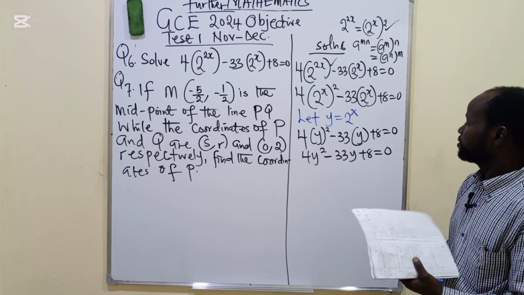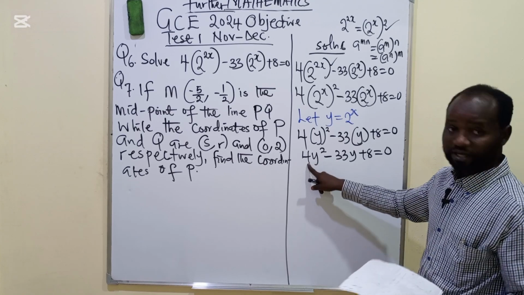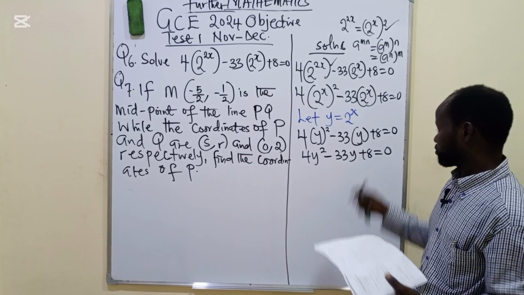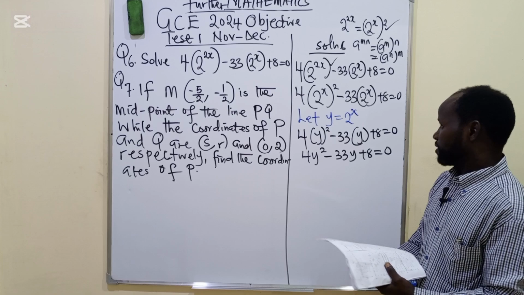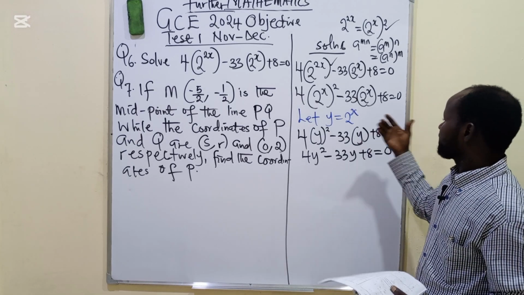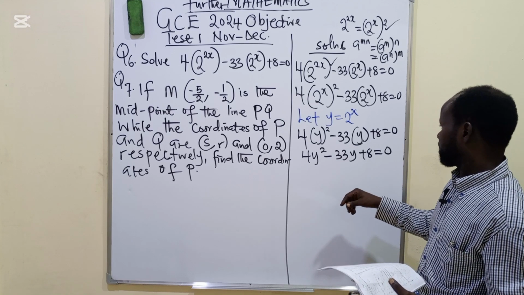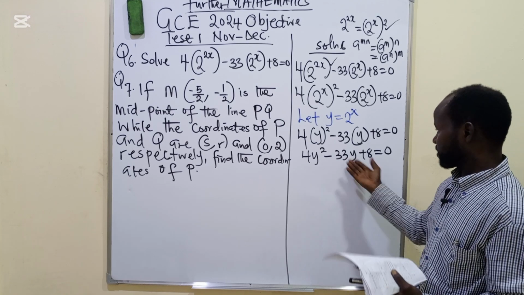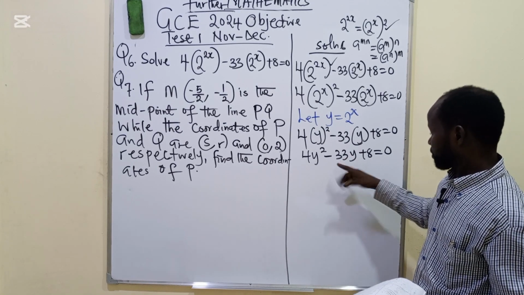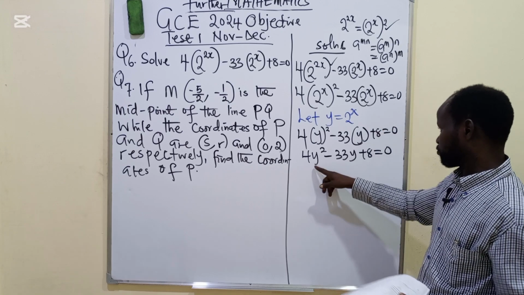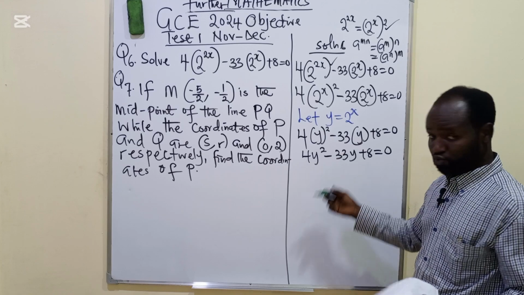Next thing to do is to factorize. Can we factorize this? Yes. Let's see if we can factorize. We multiply the first term by the last term. That's 32. What are the two factors of 32 that can give us 33? That will be 32 and 1. They have to be negative, so negative 32 and negative 1. If you multiply them, you get 32. Negative 1 times negative 32 is 32. So the two factors are minus 32 and minus 1.